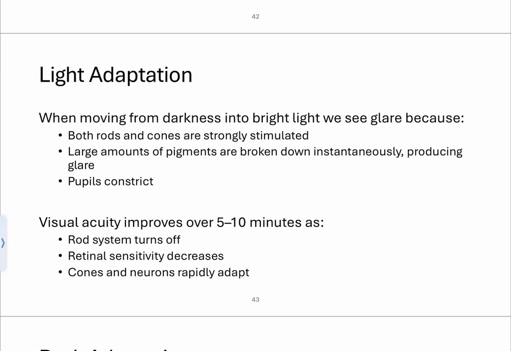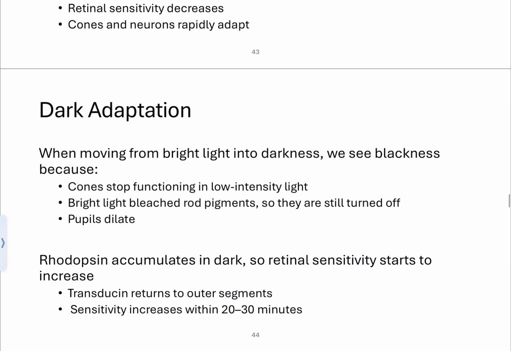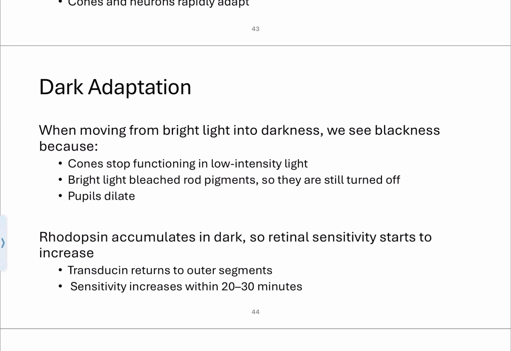At the same time, the less sensitive cone system and the other retinal neurons are rapidly going to adapt, and our retinal sensitivity is going to decrease dramatically. Within about 60 seconds, the cones that are initially overexcited by the bright light are sufficiently desensitized to take over. The visual acuity and the color vision are going to continue to improve over the next 5 to 10 minutes. So during light adaptation, we really lose retinal sensitivity, which is our rod function, but we do gain visual acuity.